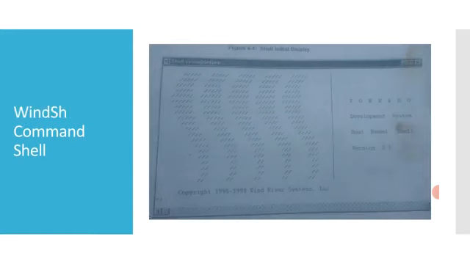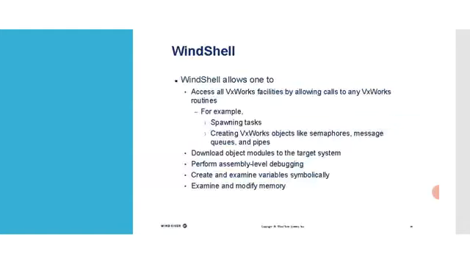The capabilities of WindSH are task specific breakpoints, task specific single stepping, symbolic disassembler, task and system information utilities, ability to call user routines, ability to create and examine variables symbolically, ability to examine and modify memory, and exception trapping is also possible. So we have several task management commands.